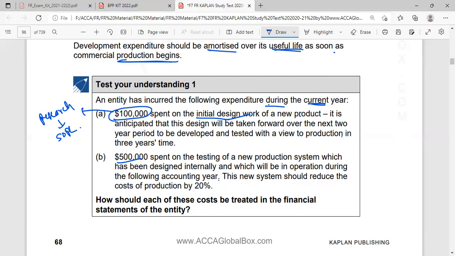So this 5 lakh is treated as what? The designing is completed and it is in the process of operation, so we treat it as development cost. Whether it is capitalized or transferred to the profit and loss statement: he clearly stated the new system will reduce the cost of production by 20%. It is going to provide benefits by way of cost reduction in the future, so we treat it as an intangible asset as per IAS 38. But the first one is research and is transferred to the P&L statement.